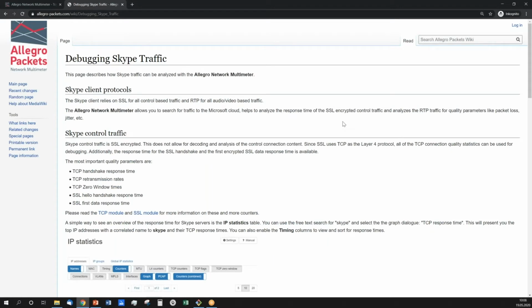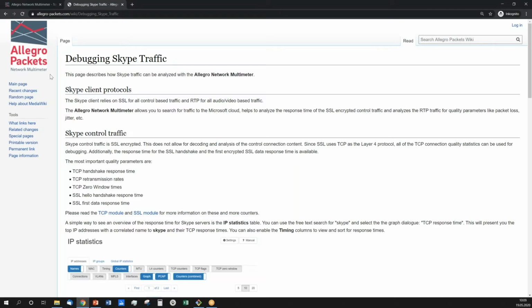The very important information is that Skype is an encrypted protocol, which makes it very hard to do analytics on the content, but the Allegro delivers you a lot more quality parameters, which are not based on the content, but on the layers below. For example, TCP, or for example, already IP information. Where do my connections go?